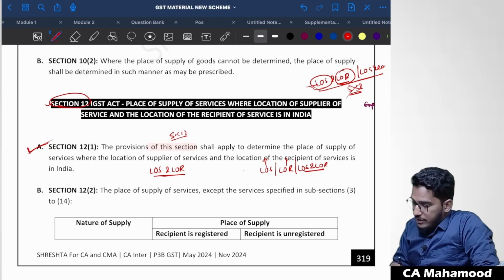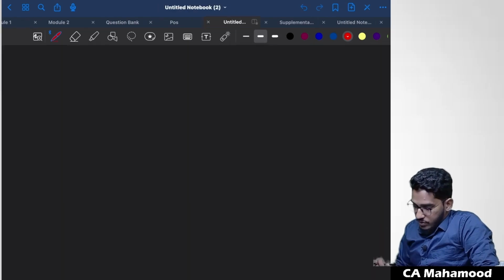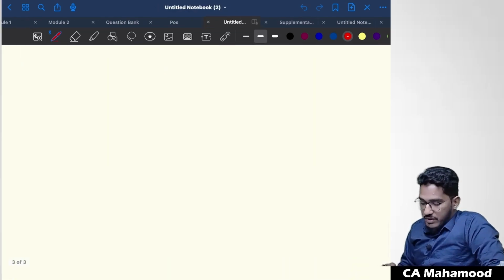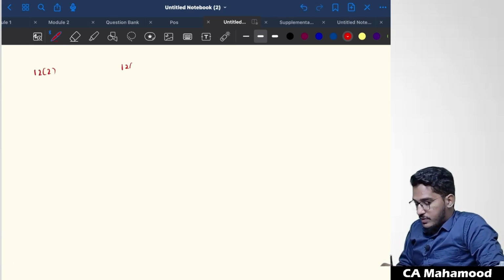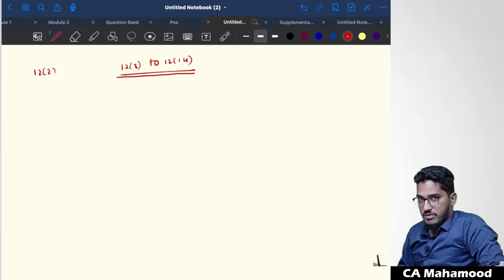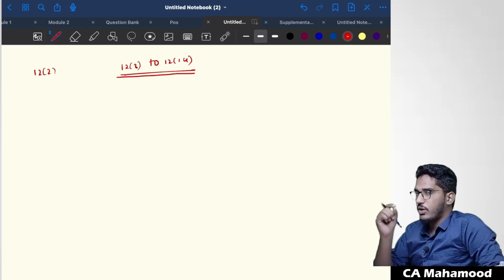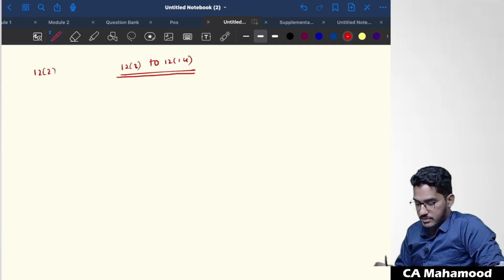And one more thing I would like to bring to your attention here. So 12 subsection 1 we have understood. Now going forward, we will have various subsections: 12 subsection 2, 12 subsection 3 to 12 subsection 14. From 12 subsection 3 till 12 subsection 14, each subsection will be talking about specific kinds of services.